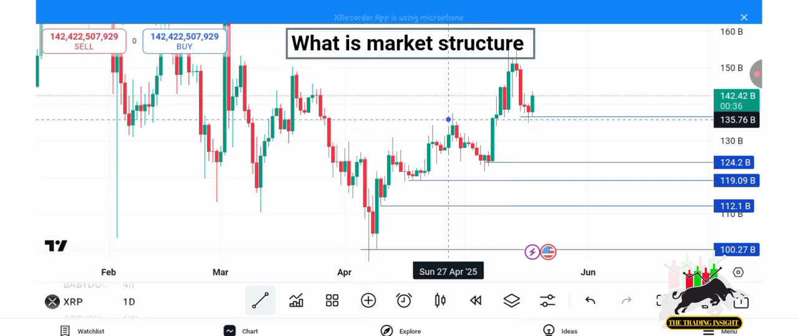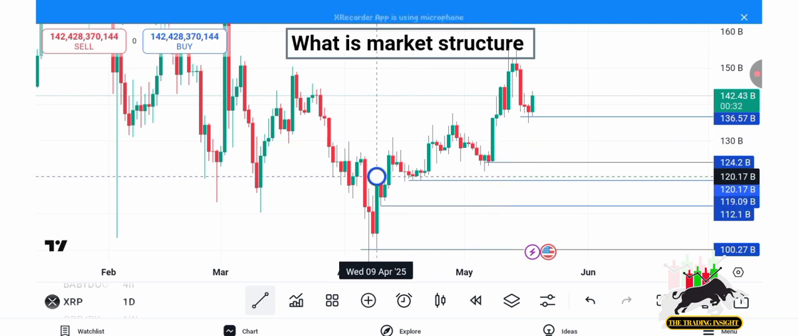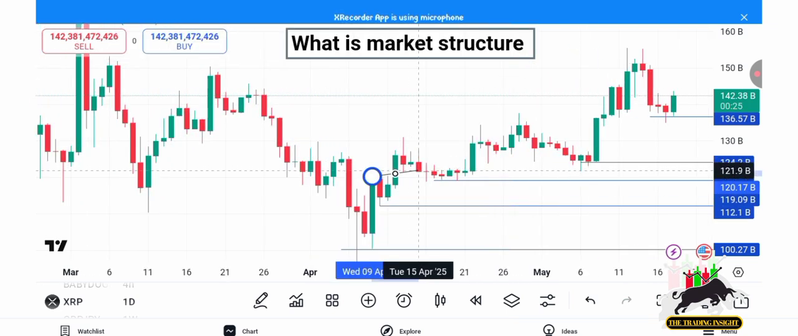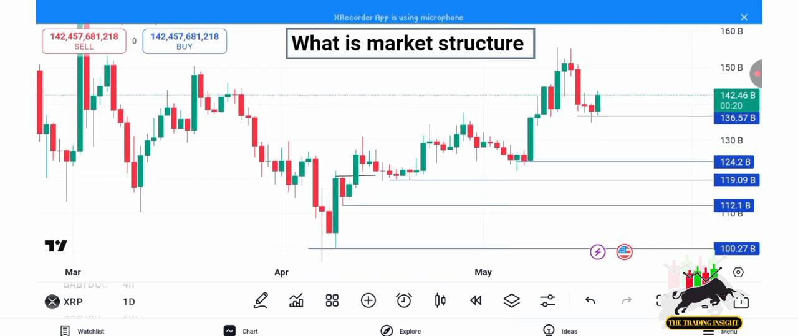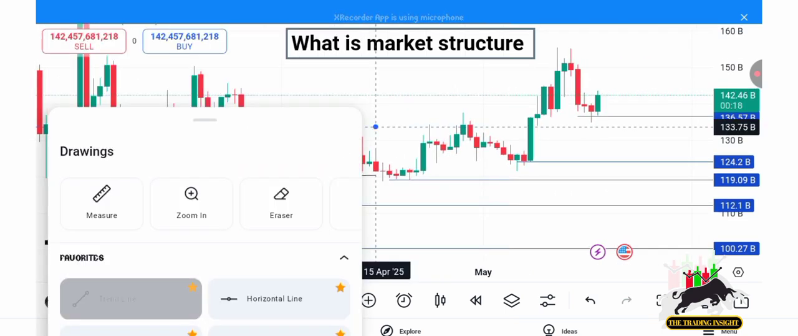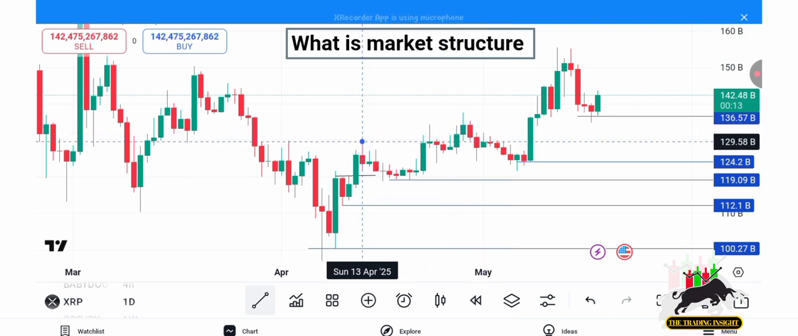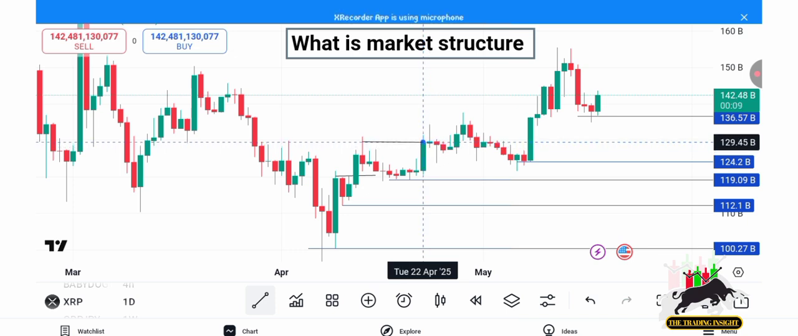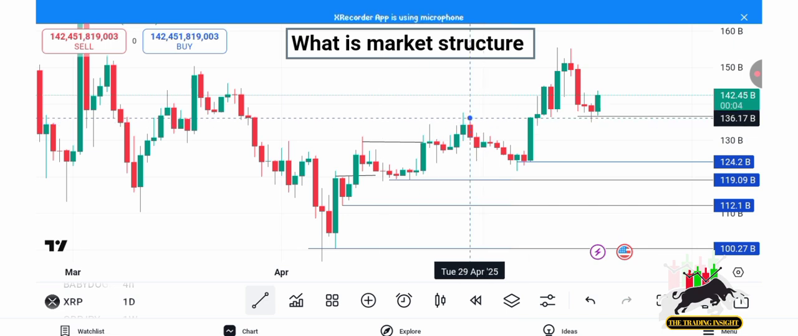Let me do this. It broke structure here. It broke structure here, and then changed direction. Should I zoom in? I want us to see it broke structure and kept on going high. Came back again. Broke structure here again, and kept on moving. Came back again. Broke structure here.